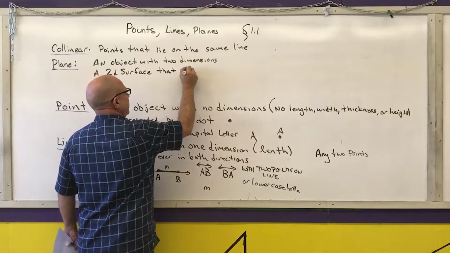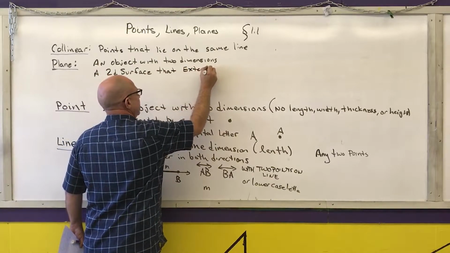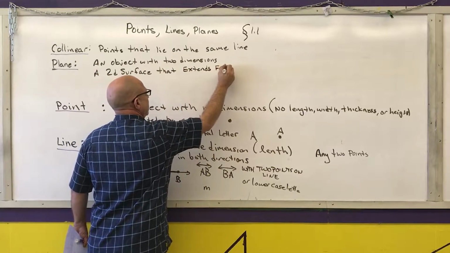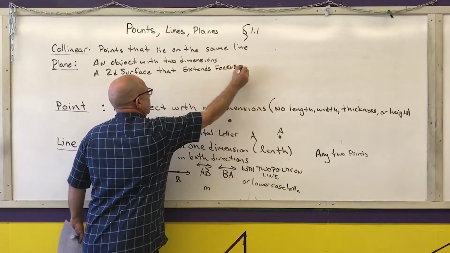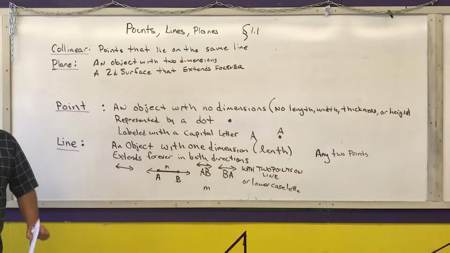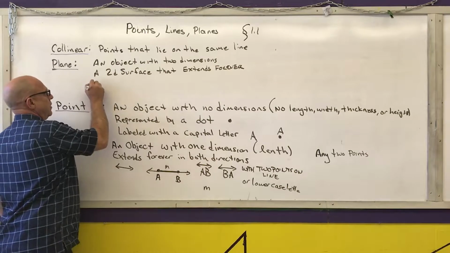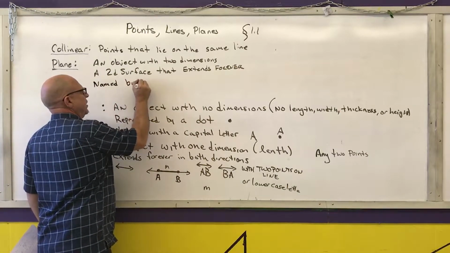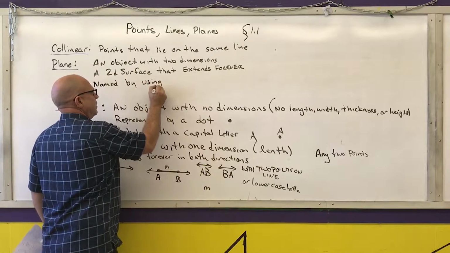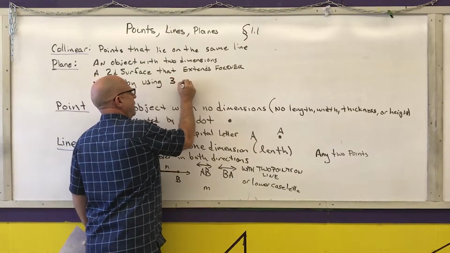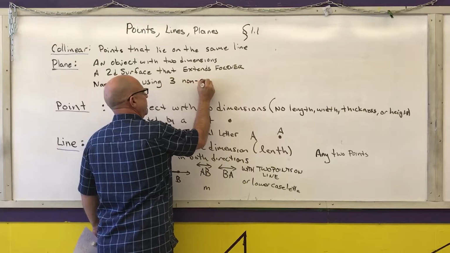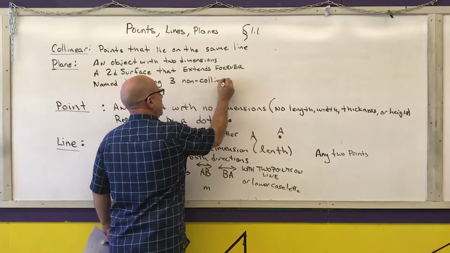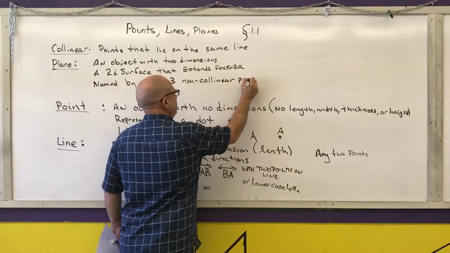that extends forever. And the way we can name a plane is by using 3 non-collinear points.